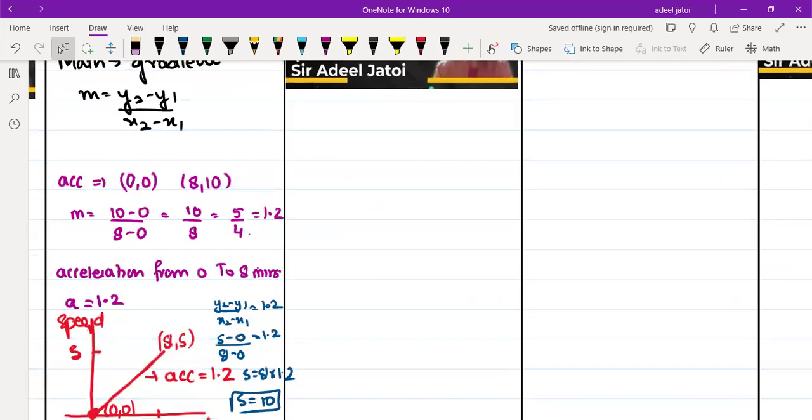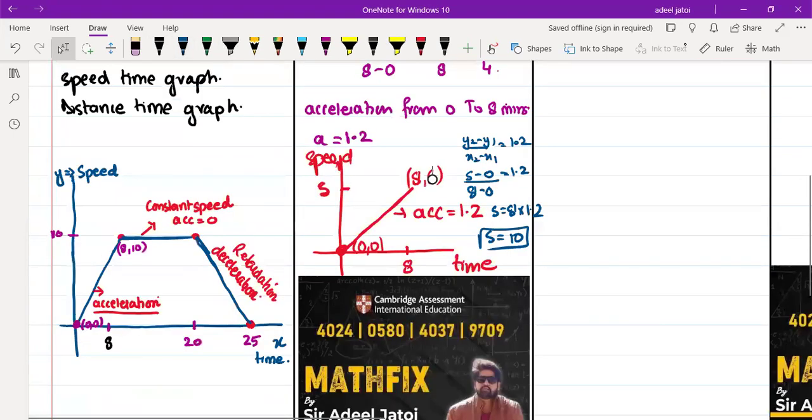Let's say, considering the same thing, if we say, what is the acceleration here at this point? So you should know that the acceleration of this line is 0, because at this point the object is moving. The object is moving. The acceleration is still there, but automatically the speed is constant.